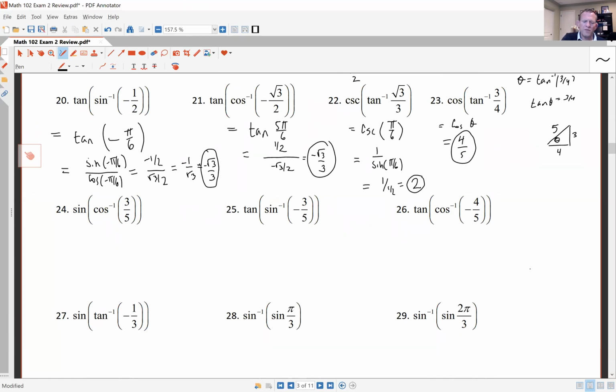Similar in number 24, this is the angle inverse cosine of 3/5. This is the angle theta, whose cosine is 3/5. And that's also a 3, 4, 5 right triangle. And then the sine of that angle is 4/5.